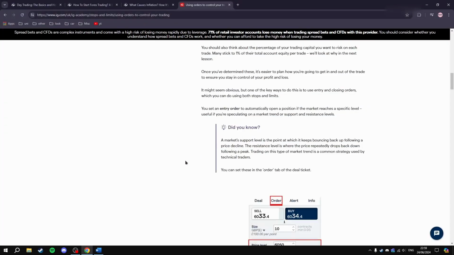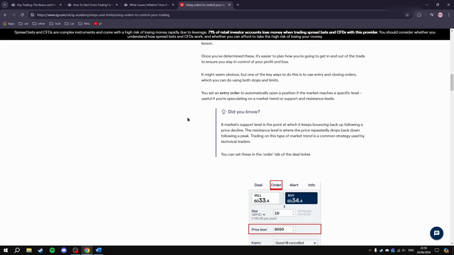Many stick to 1% of their total account equity per trade. We'll look at why in the next lesson. Once you've determined these, it's easier to plan how you're going to get in and out of the trade to ensure you stay in control of your profit and loss.